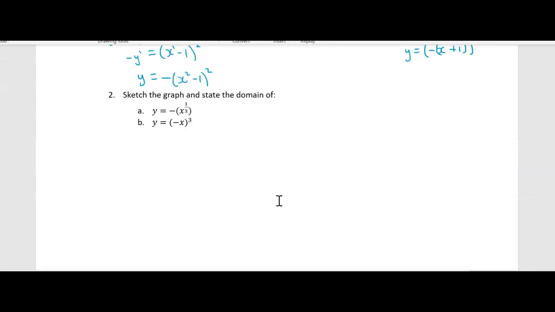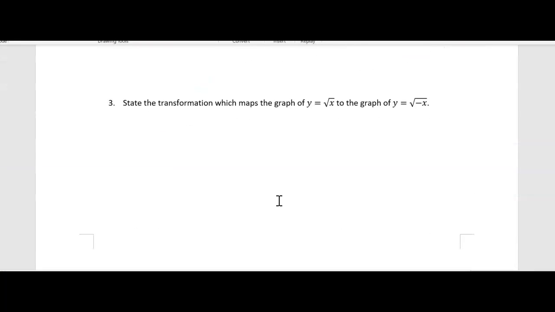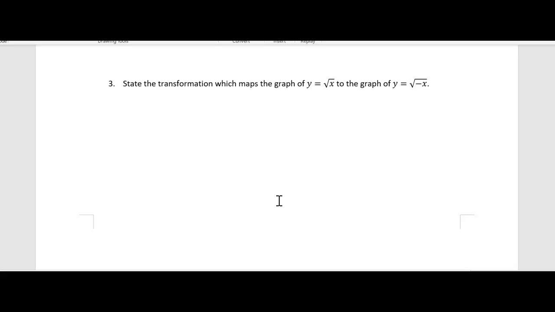All right, let's move on to this one here. State the transformation which maps the graph of y equals square root of x to the graph of y equals the square root of negative x. Now, if the negative is inside your square root, it's going to be a reflection in the y-axis. If it was outside the square root, it's a reflection in the x-axis. So I already know that it's going to be a reflection in the y-axis, but if you're ever unsure, you can always do your mapping.